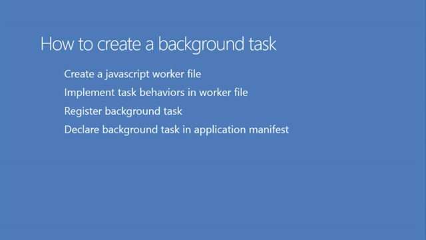So let's get into how we can actually create background tasks. I think of it in these simple steps. You create what's called a JavaScript worker file. Then you implement whatever it is in that particular file that it's going to do. Remember, it engages nothing with the user in the UI. Then you need to register that worker file content as a background task. And then finally, you declare that background task in the application manifest.